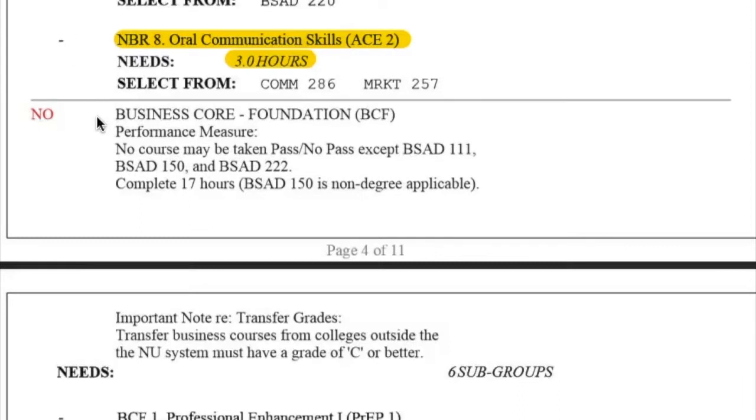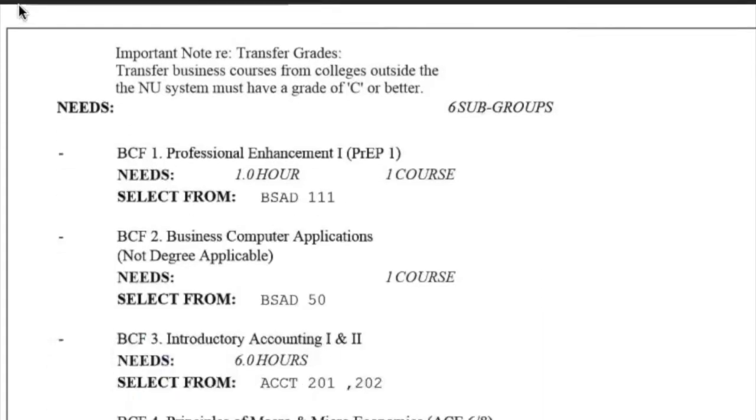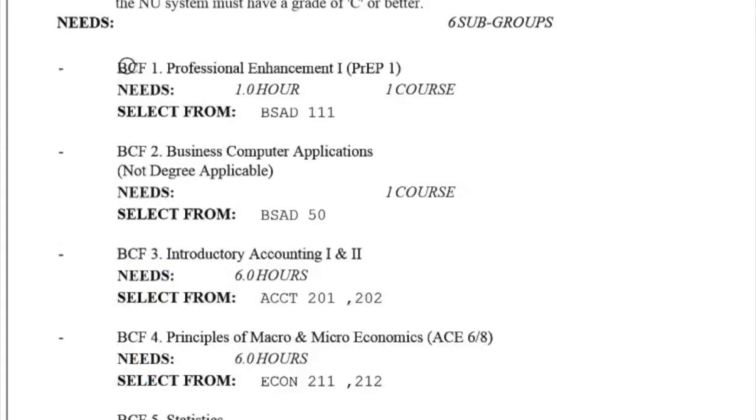Next, under your NBR box, you will find your Business Core Foundation category, and this includes 17 credit hours that need to be completed. You'll notice again that there is a No in this category box, which means that you still need to complete courses within this area. The first minus here indicates that you have your Prep 1 course, which is your professional enhancement requirement. This is BSAD 111, a 1-credit hour course.